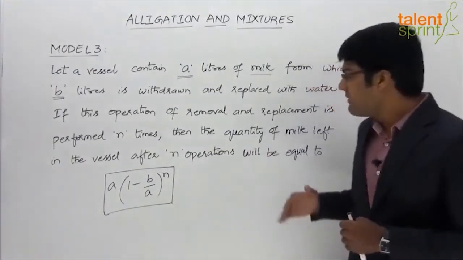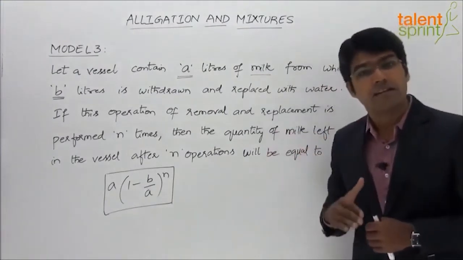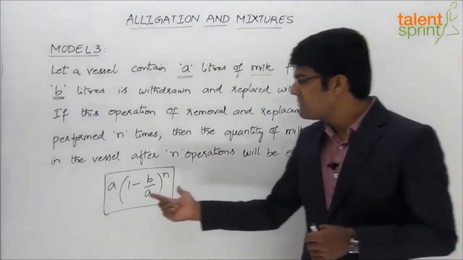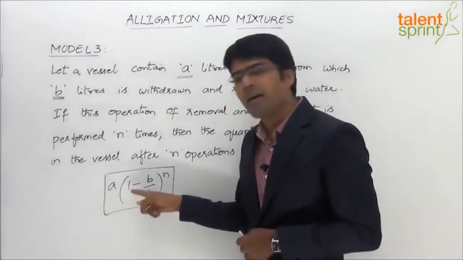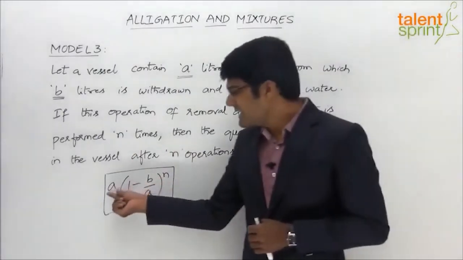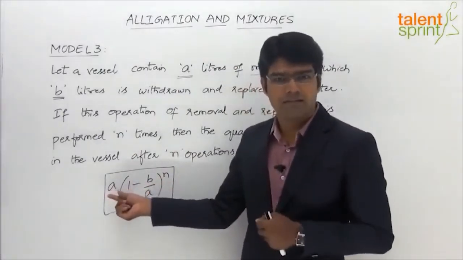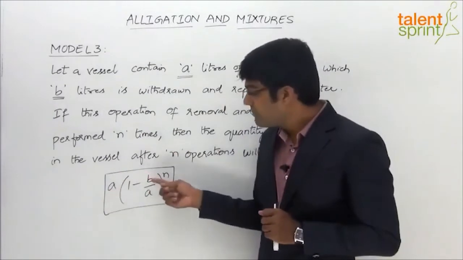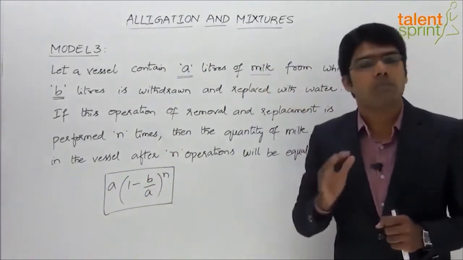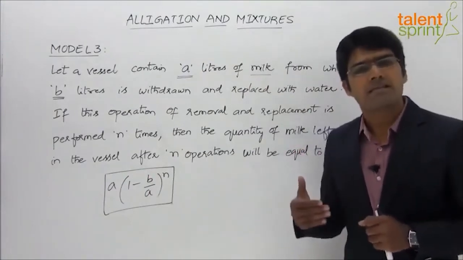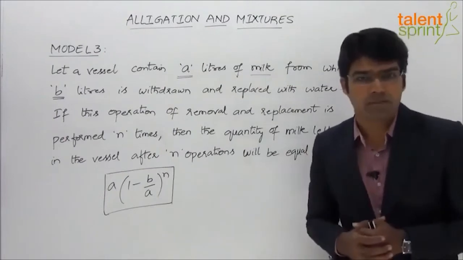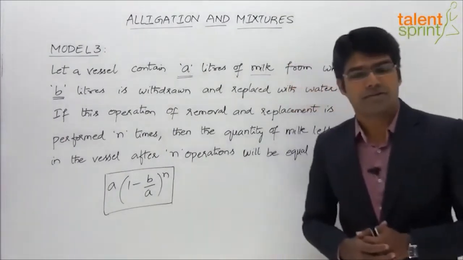So that is the reason when we have to find out the quantity of milk left in the complete mixture after n operations, we can simply use this formula, A into (1 minus B by A) whole to the power of n, to get the required answer, where A is the initial quantity of milk or the quantity of vessel and B is the amount of milk which is being removed and replaced with water in the first instance, and from the second instance onwards B becomes the amount of mixture which is being removed and replaced with pure water, and n is the number of operations.